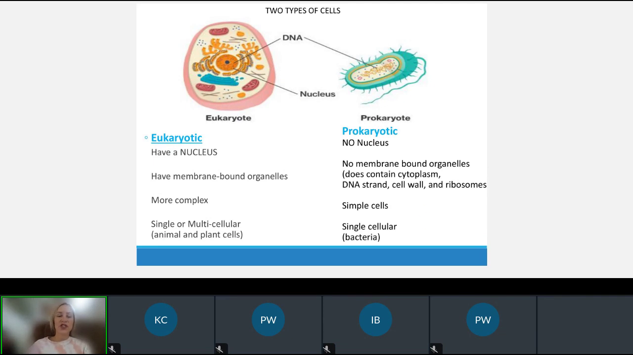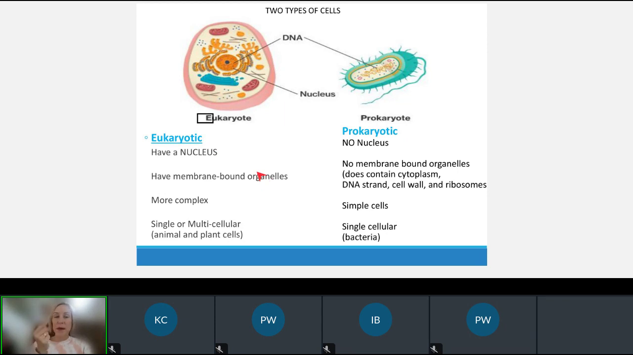Which cell are you made out of? A eukaryotic cell or a prokaryotic cell? You are made out of a eukaryotic cell. Your cells have nucleuses. They have membrane-bound organelles, which we'll talk about what that means later.